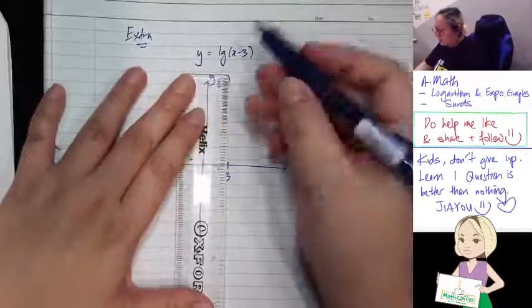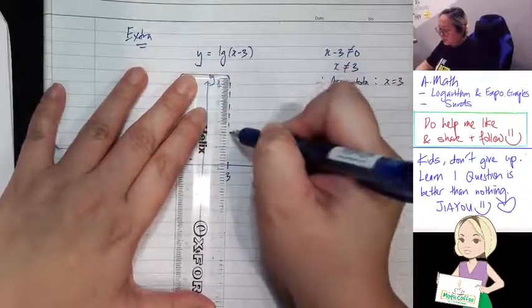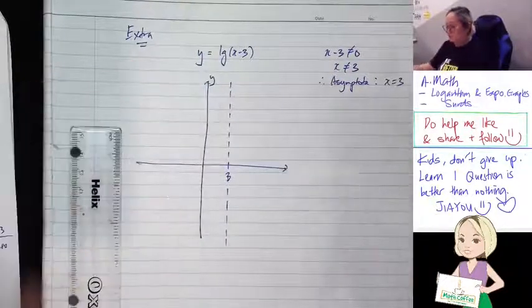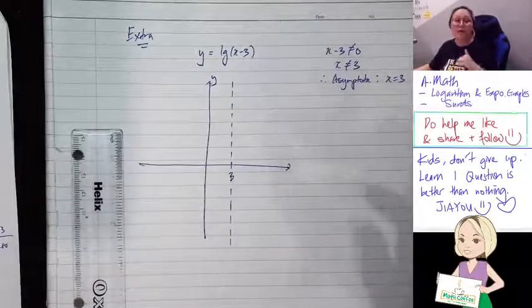Dotted line, cannot be solid line. It's just a line to guide you that you cannot touch it. You cannot touch it. Okay, next, I want to know where it cuts the x-axis.